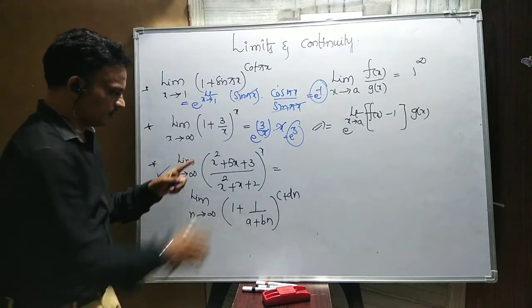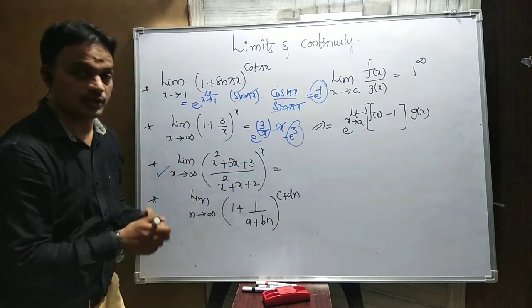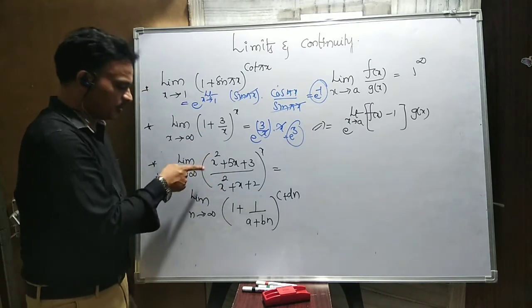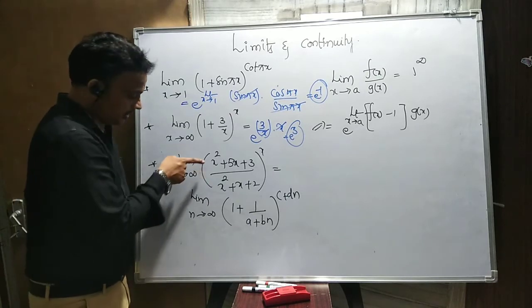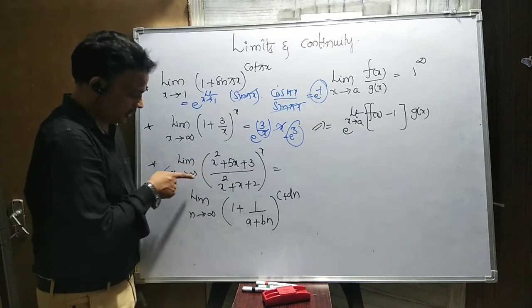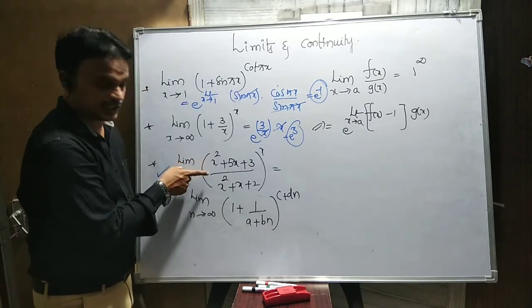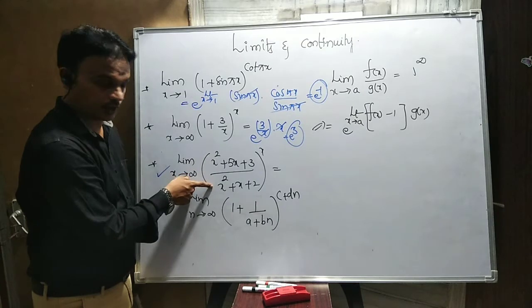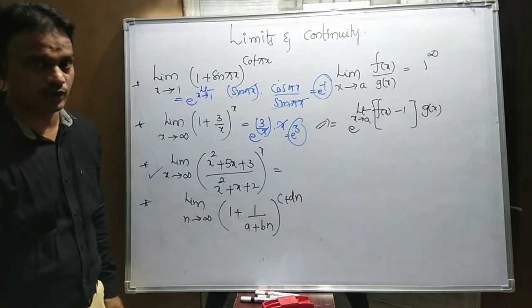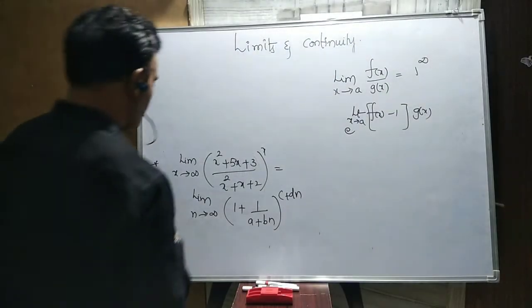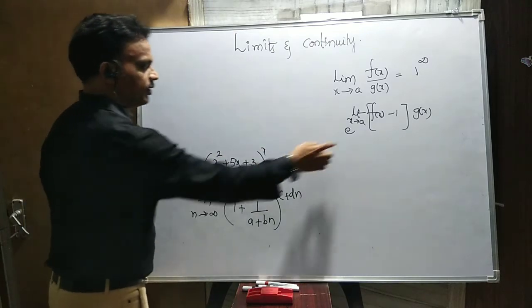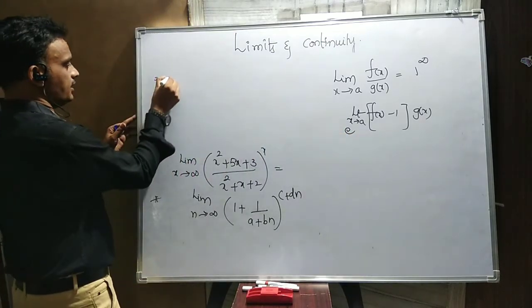Coming to the third one. The limit as x tends to infinity. First of all, is it 1? In the videos, I explained about infinite limits: if the degree of the numerator is equal to the degree of the denominator, then its limit is the quotient of the highest powers, which is 1 and 1. So this value is 1 power infinity form. In that case, what am I going to do? This can be written as e power.